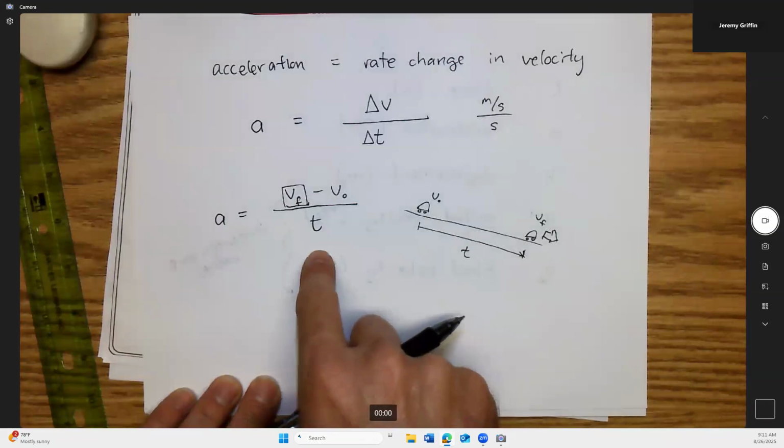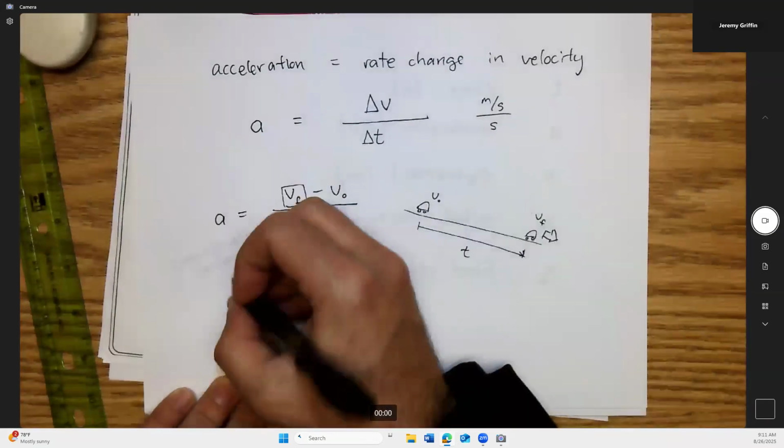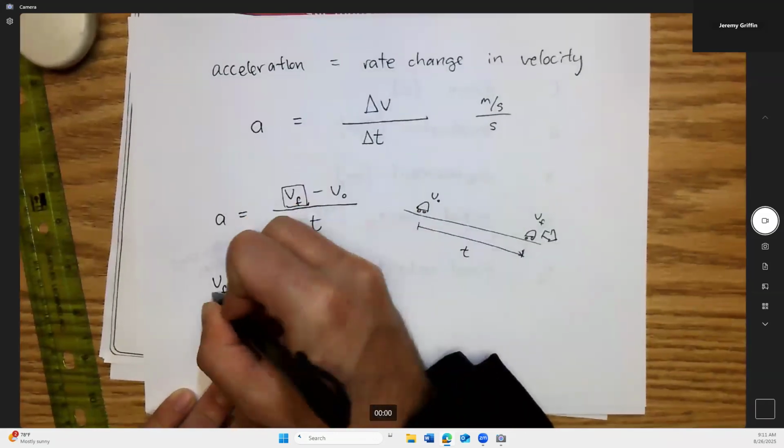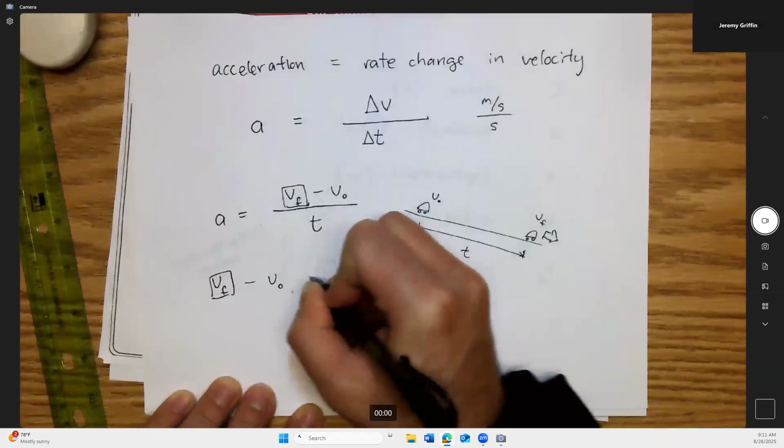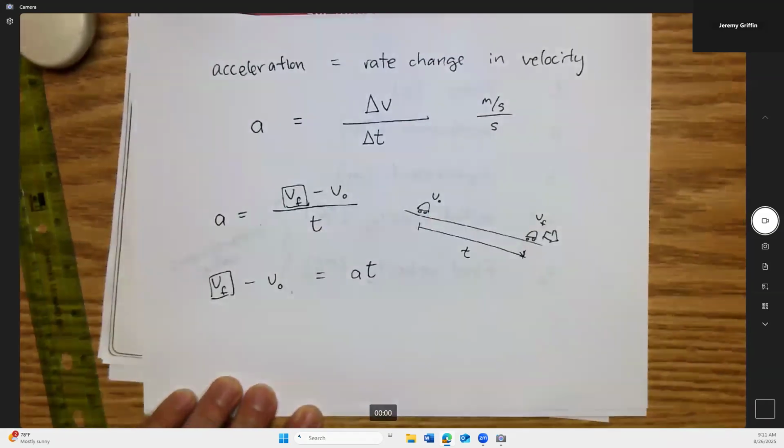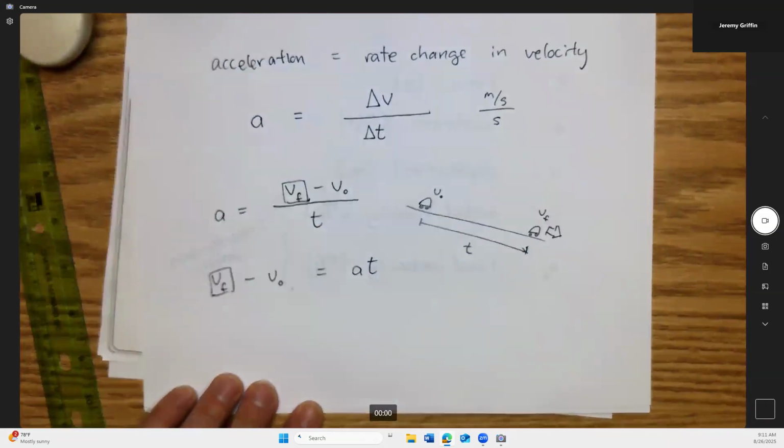Okay. So did you guys cross multiply the time? You get VF, we're solving for, minus V naught is equal to acceleration times time. That could be one step, right? Okay. And what's the next step?